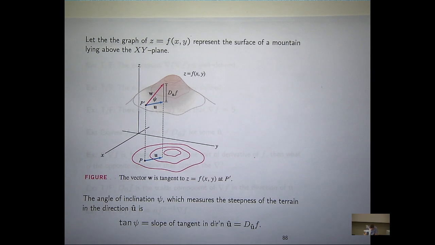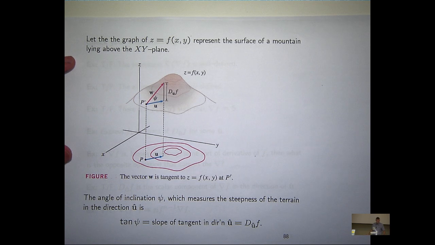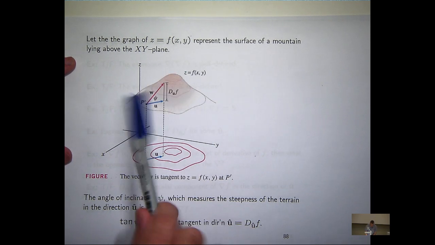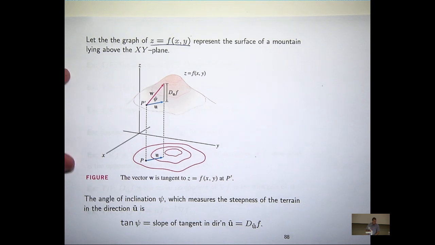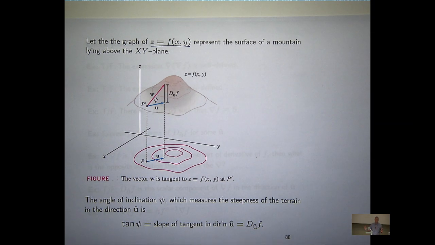Okay, another nice use of the directional derivative is in the area of, I guess they still call it gradient, but possibly gradients in another sense. Suppose we've got a surface represented by the graph of f. Say it's a surface of a mountain, and it lies above the xy plane.